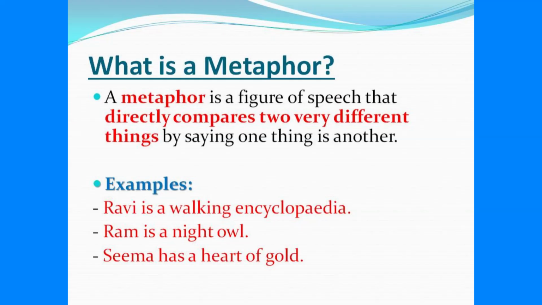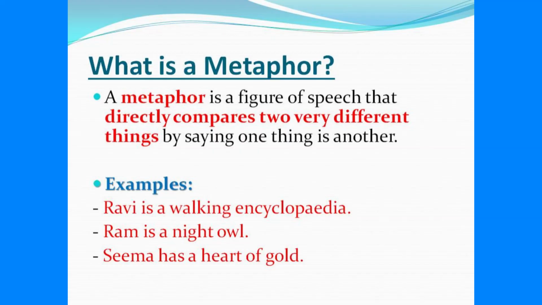Ravi is a walking encyclopedia. What are the two different things being compared to each other? Ravi and an encyclopedia. That means Ravi is being compared to a walking encyclopedia, which means he is being referred to as very knowledgeable.